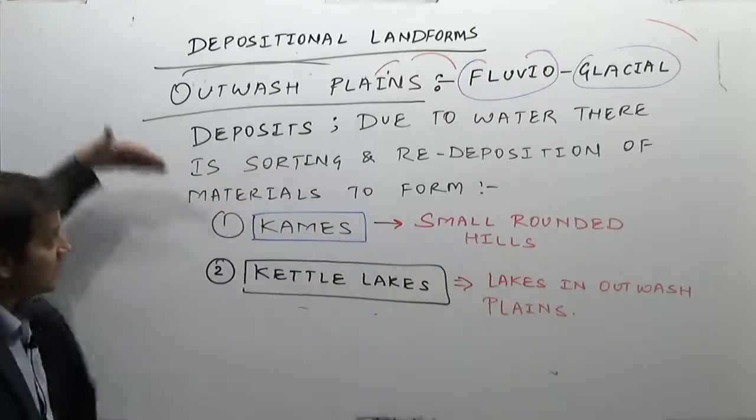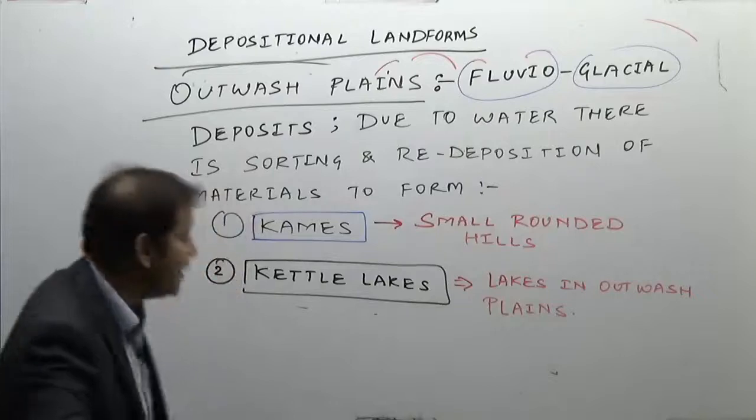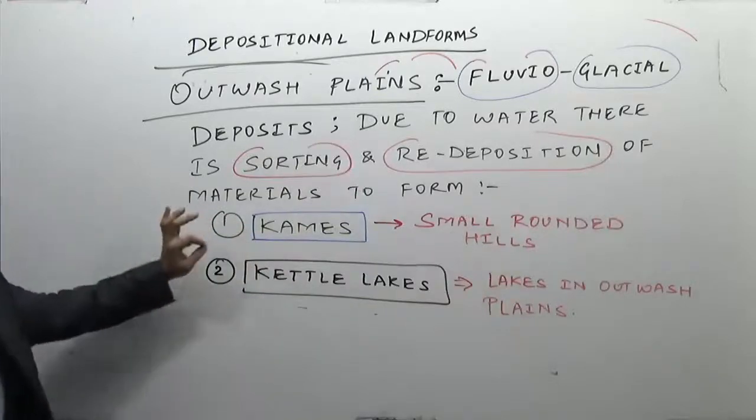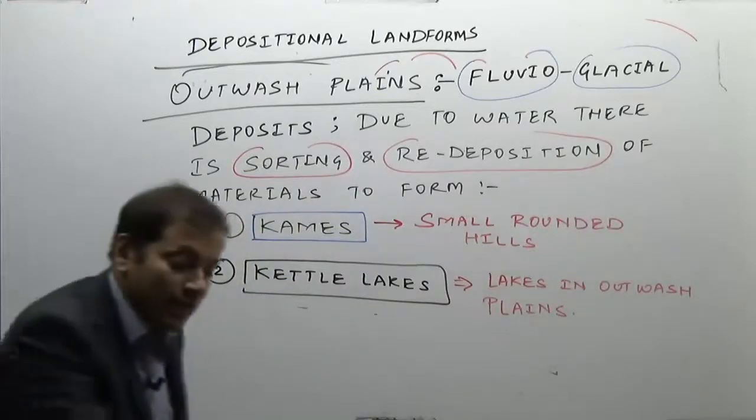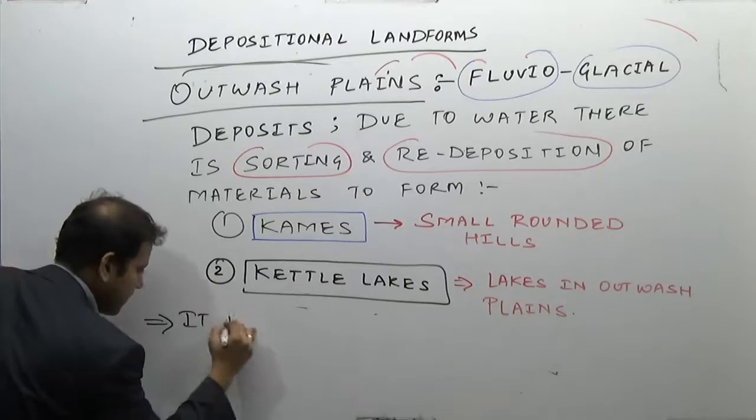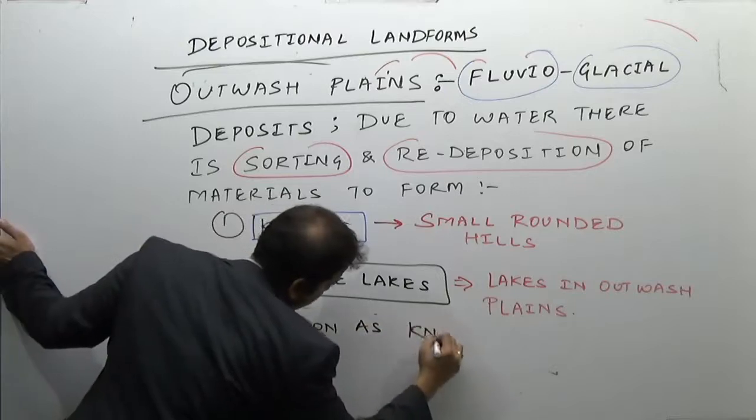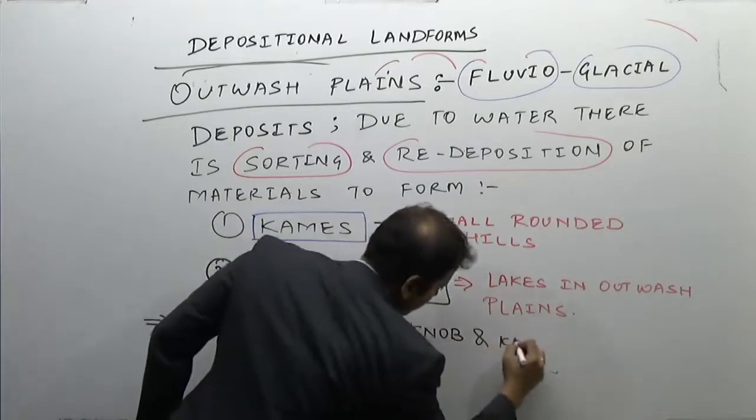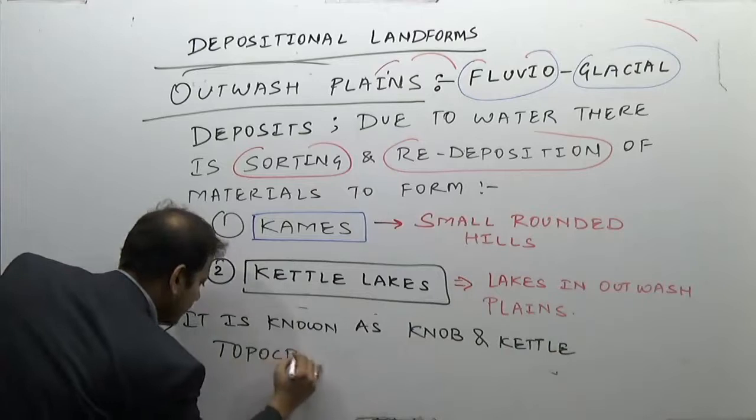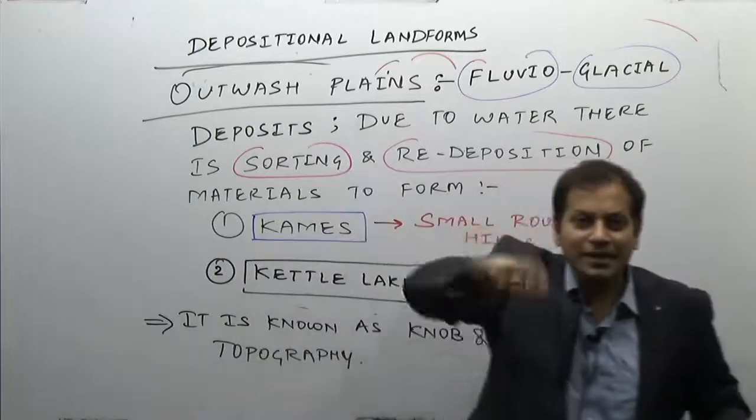These are the three different kinds of lakes. So the outwash plains are the regions where there are fluvio-glacial deposits, and due to water there is sorting and redeposition of the materials to form kames, which are small rounded hills, and the lakes known as kettle lakes, giving rise to what is known as knob and kettle topography.